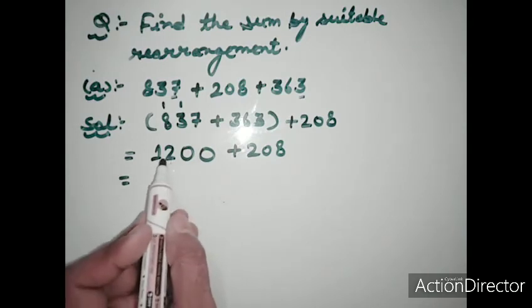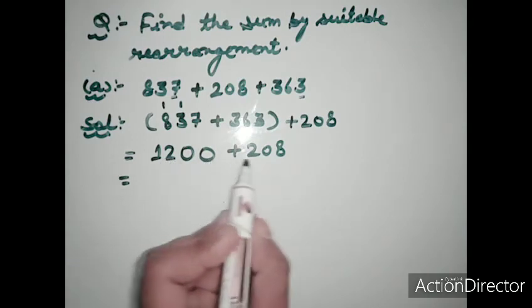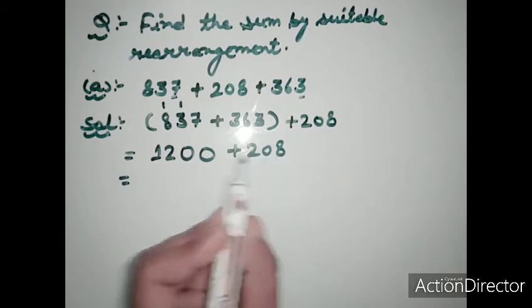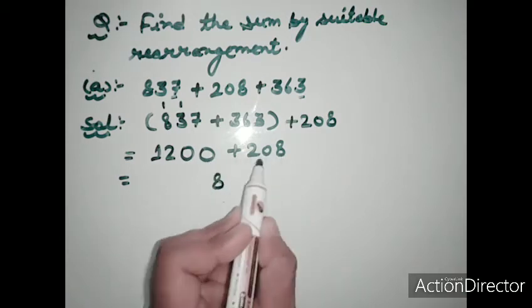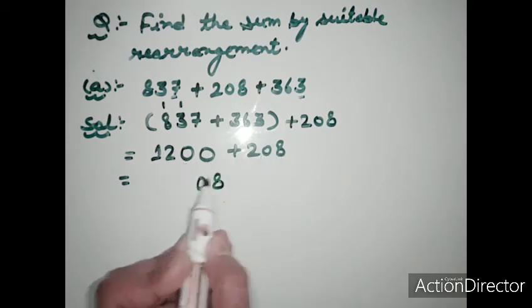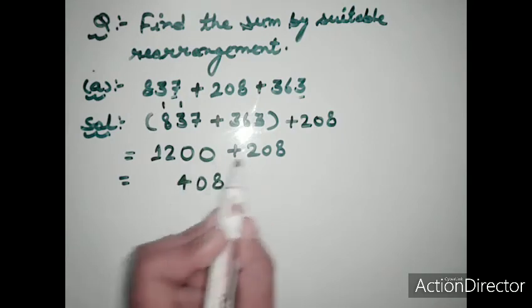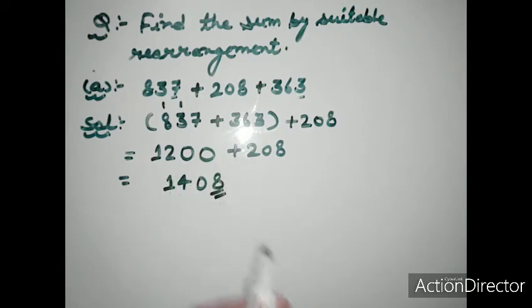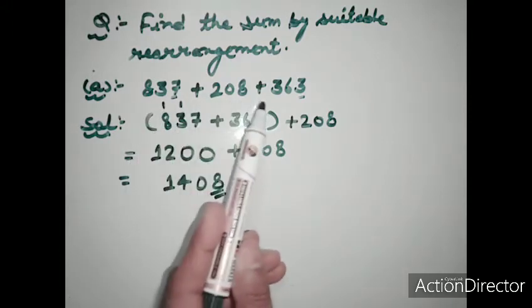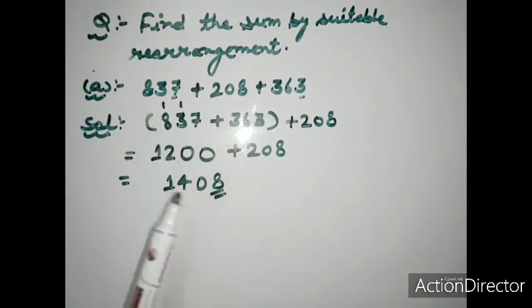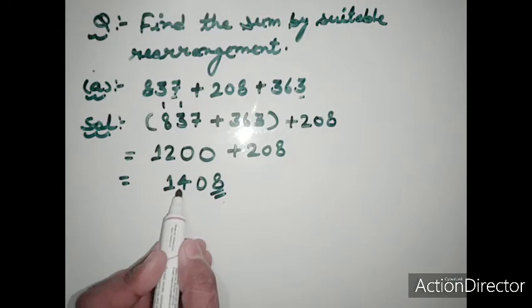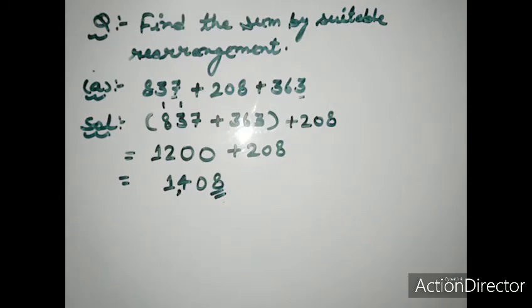Now here we add 1200 plus 208. Now 8 plus 0 is 8, 0 plus 0 is 0, 2 plus 2 is 4, and here we write 1 as it is. So when we add all three numbers by using suitable arrangement, we get the sum 1408.